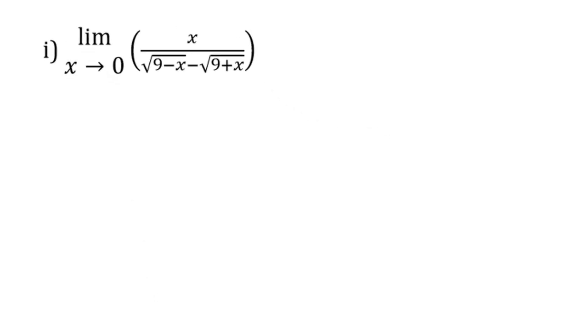How about this one? Let's sub in. Put 0 in on top, I get 0. Put 0 in on bottom. 9 minus 0 is 9. 9 plus 0 is 9. Square root of 9 is 3. Square root of 9 is 3. 3 minus 3 is 0. Again, 0 over 0, indeterminate. What's our strategy this time? I think we are also familiar with this. It's multiplying by a conjugate.